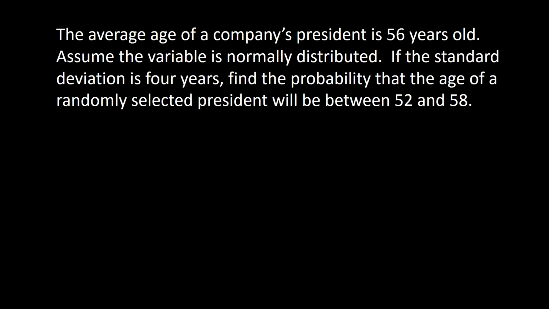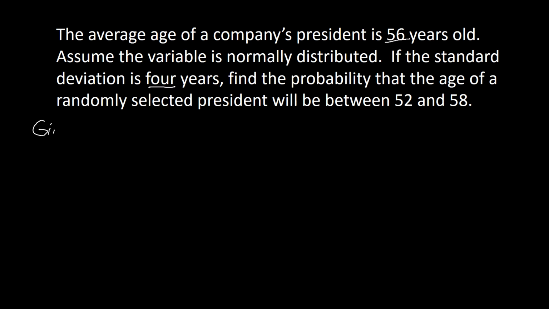Here we have: the average age of a company's president is 56 years old. Assume that the variable is normally distributed. If the standard deviation is 4 years, find the probability that the age of a randomly selected president will be between 52 and 58. So again, we've got our mean as 56 and our standard deviation as 4. That means our key point is that we really need to undergo standardizing, in a manner that we are going to express our mean as 0 and standard deviation as 1. So let's do the standardizing.